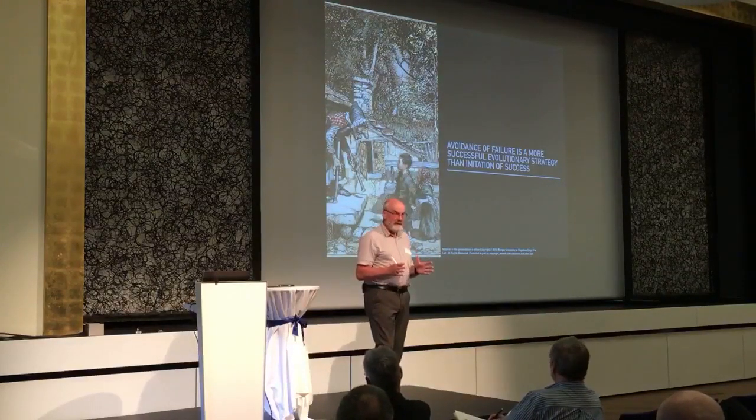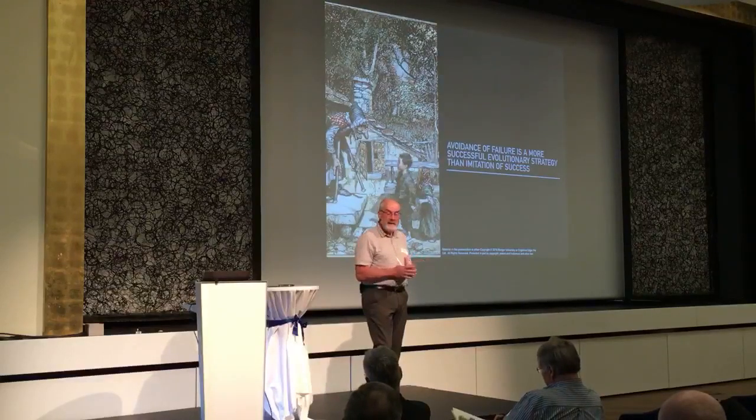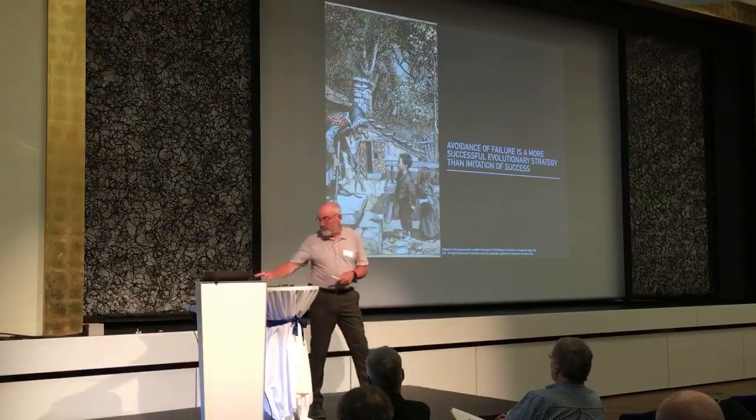Yet we evolved as malicious gossips, because avoidance of failure is a more successful evolutionary strategy under conditions of uncertainty than imitation of success. So if you want to actually improve behavior, you create worse practice systems, not best practice systems, and people will take part.